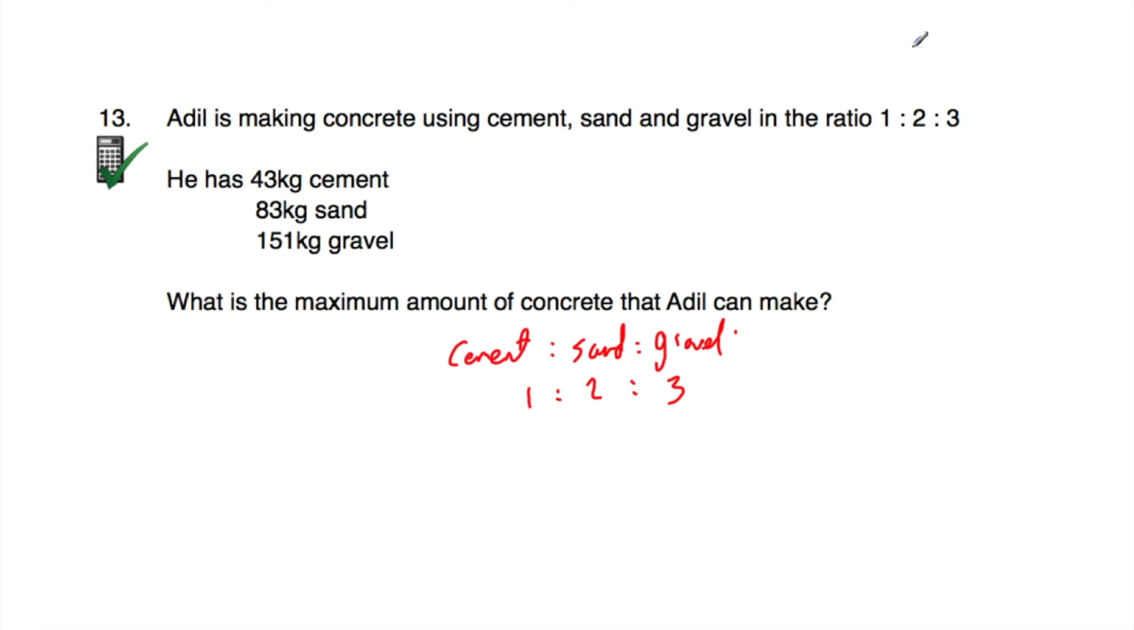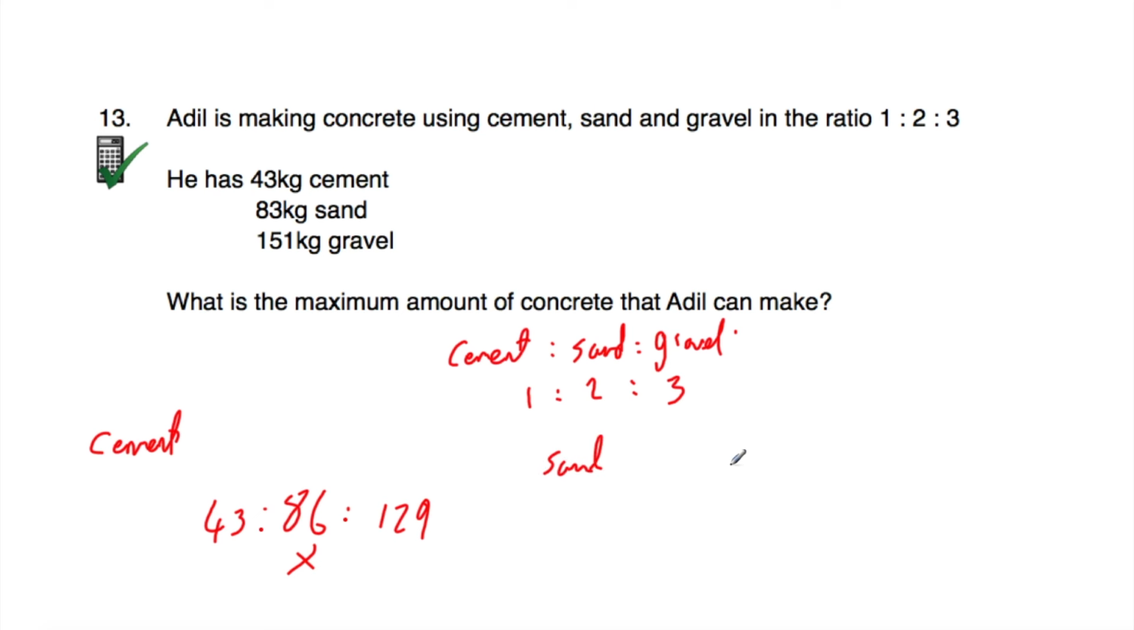If we're using the ratio 1 to 2 to 3, that means if we've got 43 kilograms of cement, then we would need to have twice as much sand. So if we double 43, that'd be 86 kilograms of sand. And in terms of the gravel, we'd need 3 times as much gravel, and 43 times 3 is equal to 129. So if we use all 43 kilograms of cement, we would need 86 kilograms of sand, which we don't have, and we'd need 129 kilograms of gravel. So that wouldn't be a problem, but the sand is a problem. So this wouldn't be possible.